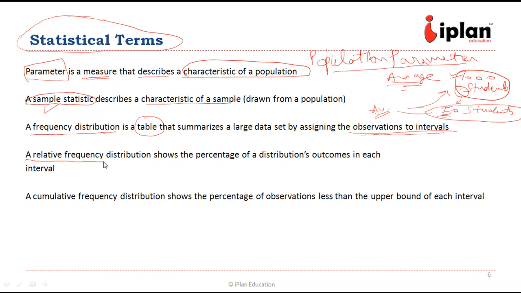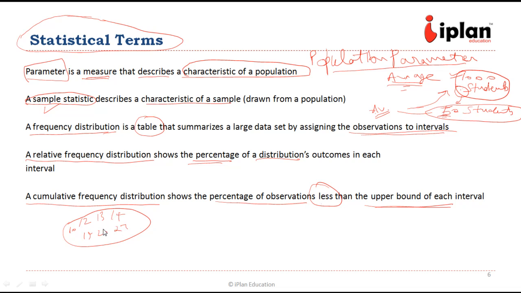The relative frequency distribution is basically as a percentage of total outcomes, the same as frequency distribution, only as a percentage of total, so that it becomes relative. And cumulative frequency distribution shows the percentage of observations which are less than the upper bound of each interval. For example, if we have say somebody is 10-year-old, other person is 12, 13, 14, 19, 26, 27, 35. Suppose these are the values, 8 values.